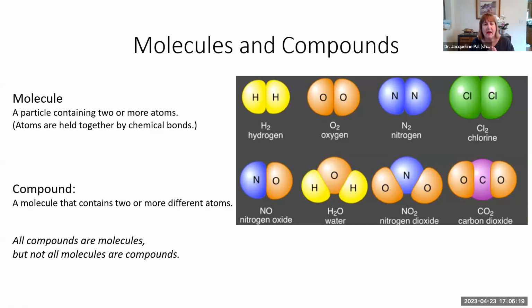is all compounds, because they contain two or more atoms, are molecules, but not all molecules are going to be compounds. Now, as far as this course goes, you can kind of use the words interchangeably, because we're going to be talking about specific molecules or specific compounds. And it's safer just to use the word molecule, because that way you know the wording is correct.